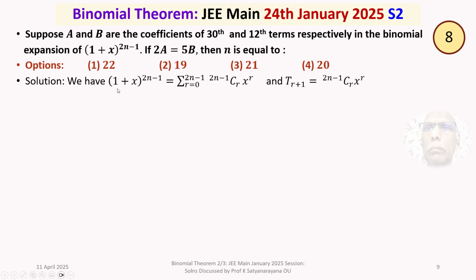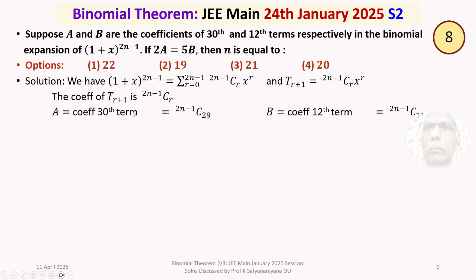We have (1 + x)^(2n − 1), the binomial expansion. Then the (r + 1)th term, the general term, is (2n − 1)Cr into x^r. Now we want the coefficient of the 30th term. The coefficient of the (r + 1)th term is (2n − 1)Cr. What is A? The coefficient of the 30th term, so r is 29. So A is (2n − 1)C29.